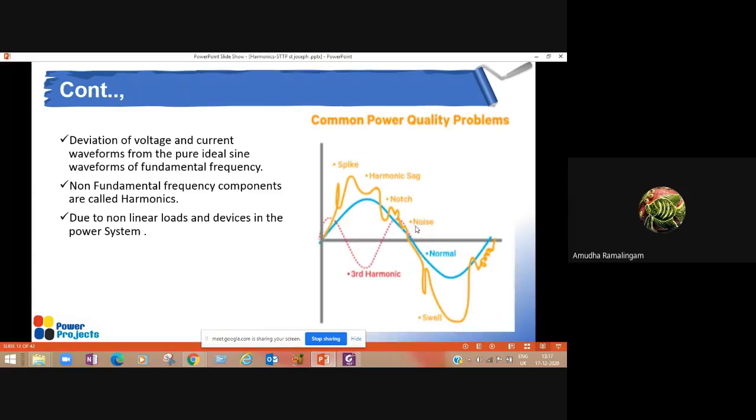You can just see this clearly in the waveform. Here you can see that the wave shape is not maintained sinusoidal, which causes power quality problems. It may be either a harmonic, or noise, or a notch. Here you can see this is a notch and this is not sinusoidal. All these power quality problems will distort the wave shape of your waveform.